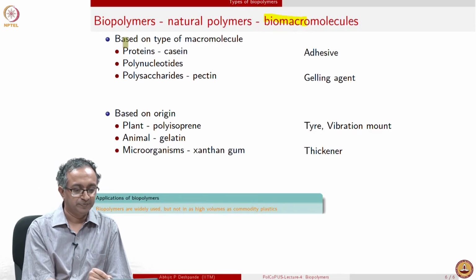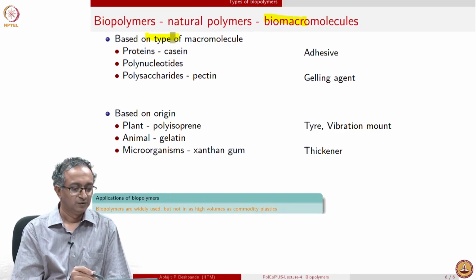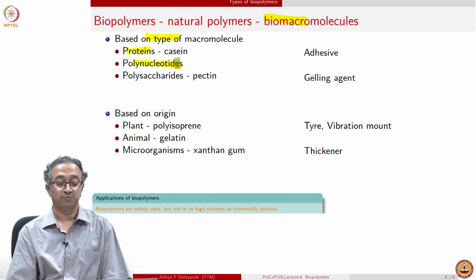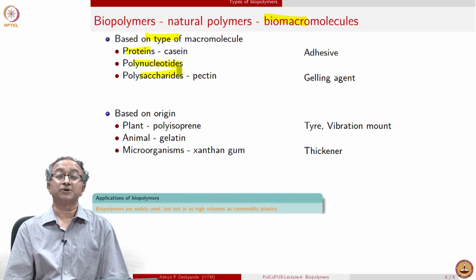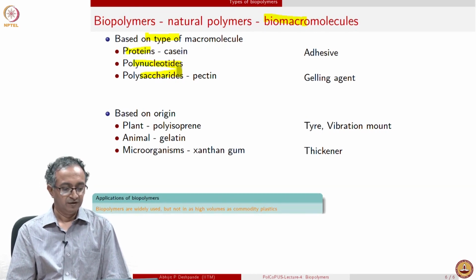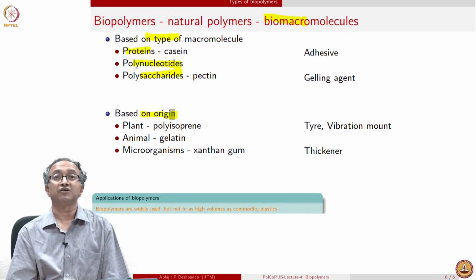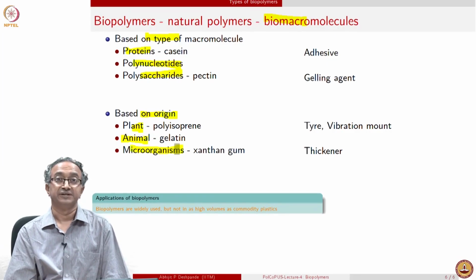So, these are a few examples of how we talk about different types of biomacromolecules or biopolymers. We could classify them based on the type of macromolecule. And this we have already seen in one of the introductory lectures, where proteins, or DNA and RNA, which are examples of polynucleotides, or polysaccharides, are three different important sets of biomacromolecules present in the biological world. We could also classify them on the basis of which part of the biological world they come from. Do they come from a plant? Do they come from an animal? Or do they come from a microorganism?